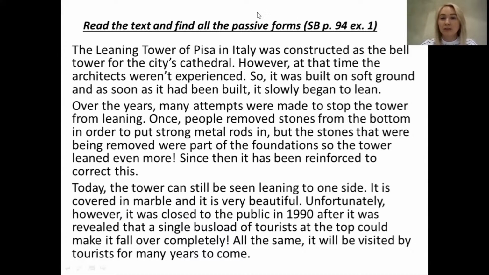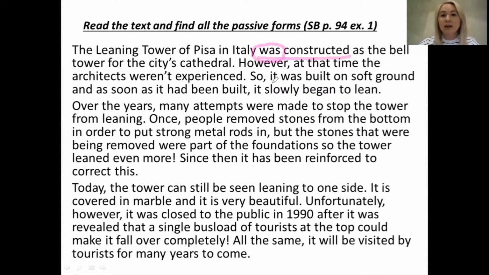So let's together check your highlighted phrases. The first phrase in the passive voice that I can see is "was constructed." And this is the past simple passive. How do I know that? So let's look at the verb to be and its form. So this is the form of past simple.